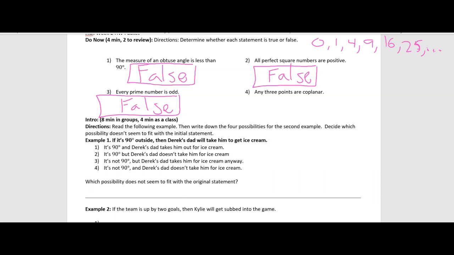Coplanar just means all 3 points will lie on the same plane. This is true. By definition, a plane is determined by 3 points. So if you choose any 3 points in space, you could always draw a plane between them. It's kind of like a line. A line is determined by 2 points. If I put any 2 points in space, you can always draw a line through them. So a line is determined by 2 points, a plane is determined by 3.